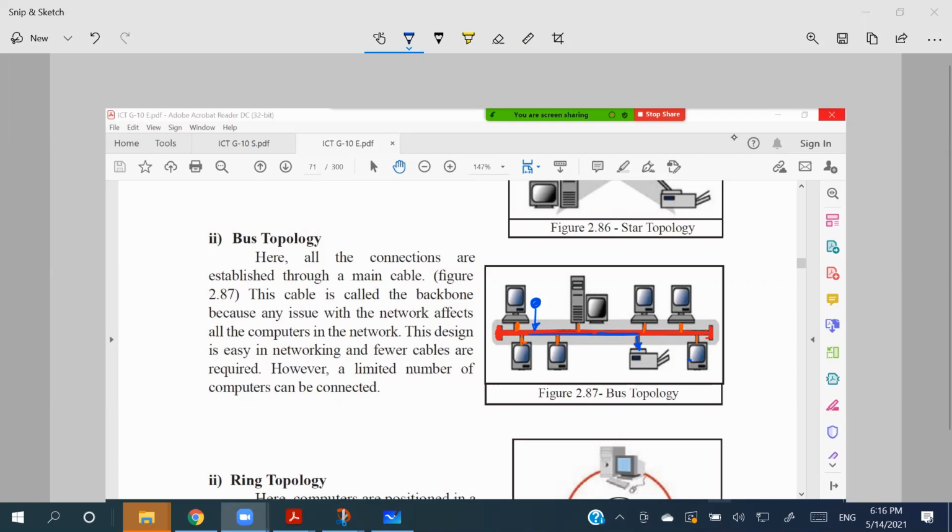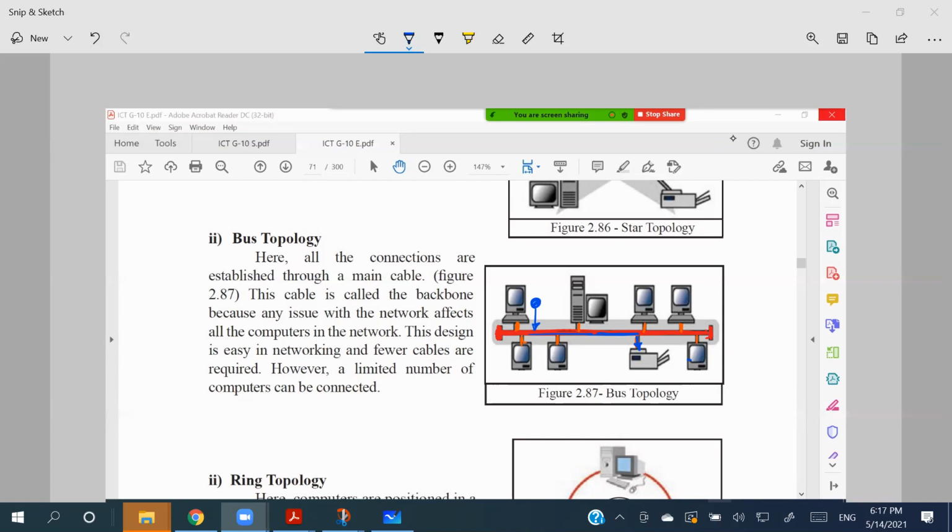Yeah. And we call the backbone the single point of failure, because if the backbone gets affected or broken, the entire network will be affected. So all the other computers and devices will be standalone computers if the backbone is affected, right?